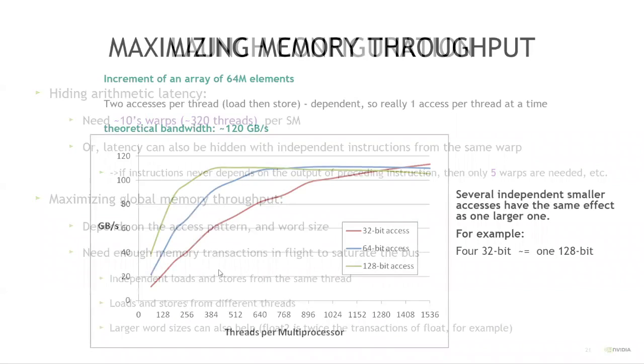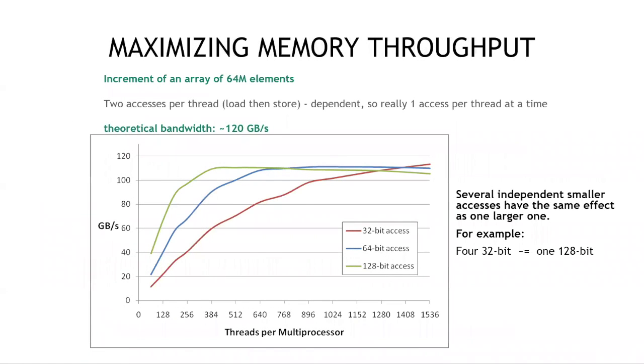Okay, so this slide is simply reflecting the same idea that if I load more data per thread, I can saturate the memory bus earlier. And by earlier, I mean with a smaller number of threads per multiprocessor. So really just graphically restating the concept that I was making at the bottom of the previous slide.